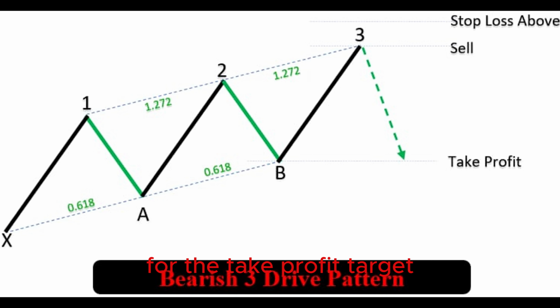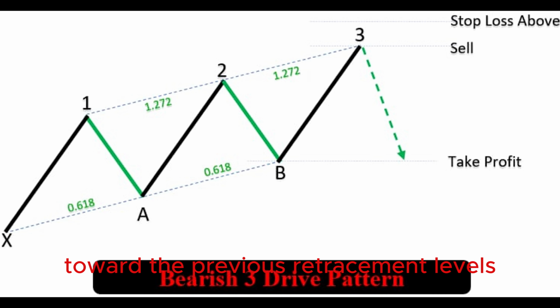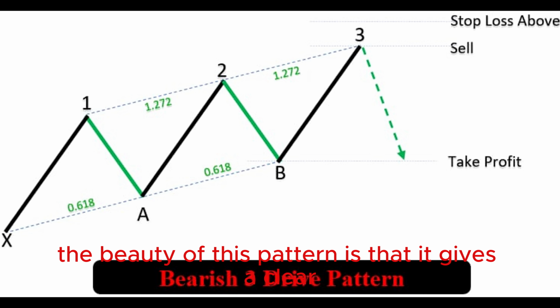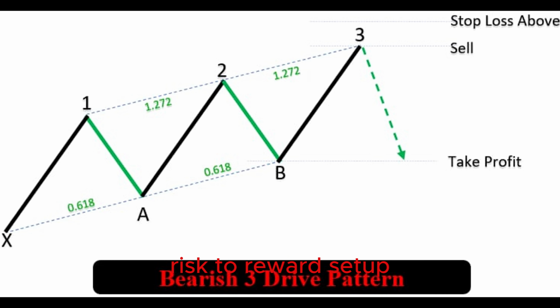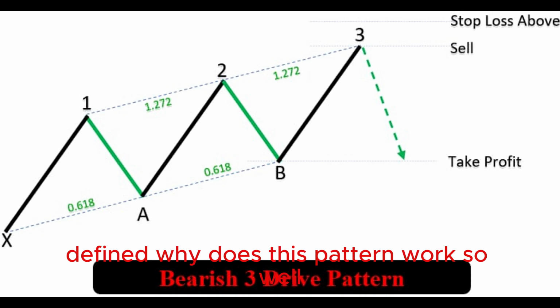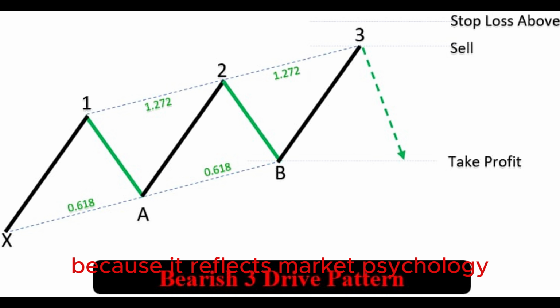For the take-profit target, traders often aim for a move back down toward the previous retracement levels, or even lower, depending on the overall market structure. The beauty of this pattern is that it gives a clear risk-to-reward setup, because the stop loss and profit target are well defined. Why does this pattern work so well? Because it reflects market psychology.